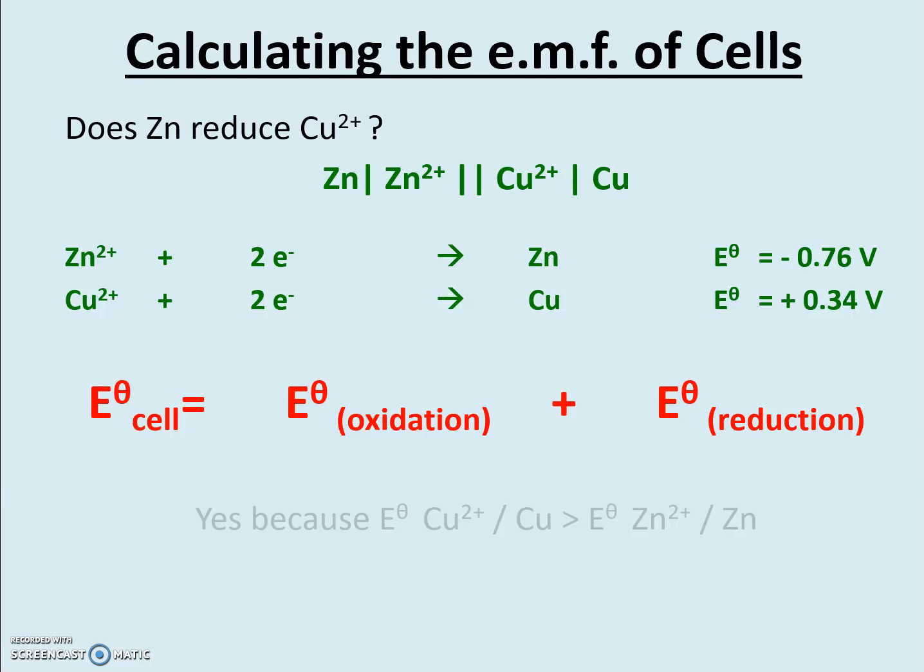Okay, how do we answer this question though? Does zinc reduce the copper 2+? Well, yes it does, because the electrode potential for the copper 2+/copper is more positive, or greater than the electrode potential for the zinc 2+/zinc half cell. Okay, and that's all you have to do. You just write the chemicals out in order. So the left hand side chemical, Cu2+, slash the right hand side chemical.